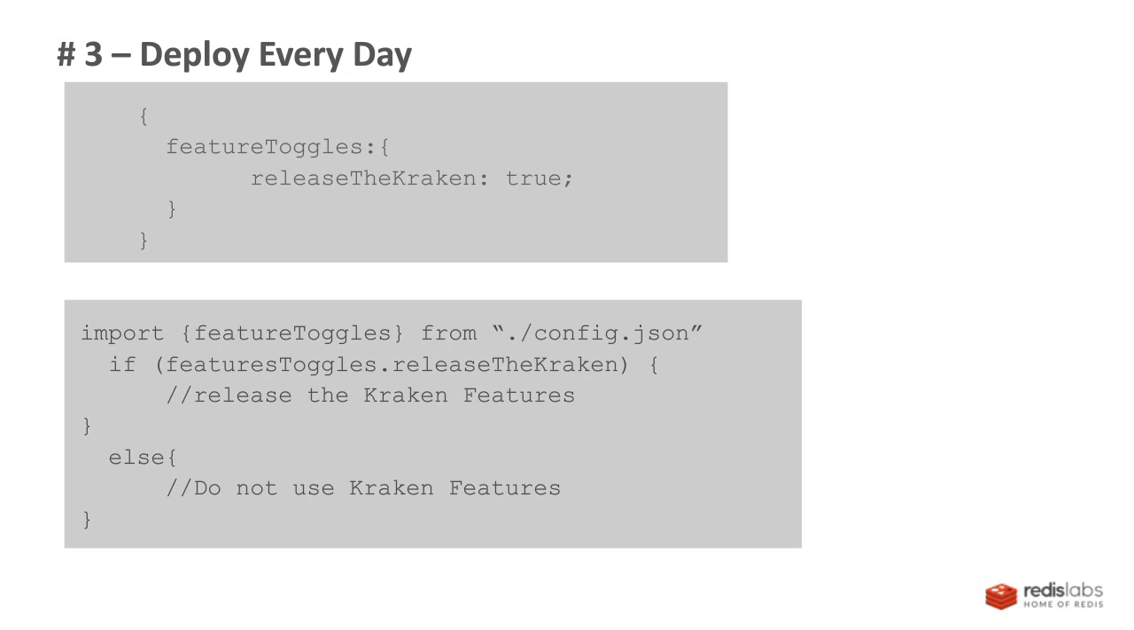So here's an example of what we're looking at, where maybe you have a configuration that says, my feature name is release the Kraken, whether it's true or not. If it's true, then you show the features. If it's not, then you do not show the features.